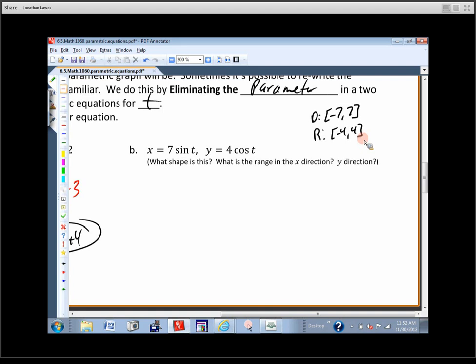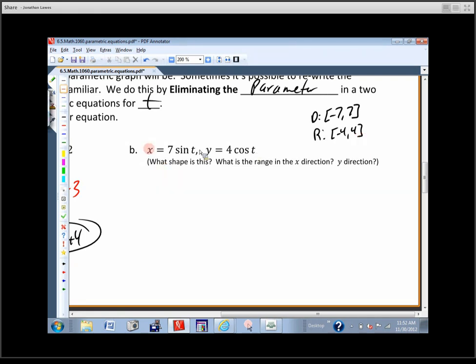We can't go past -7 to the left or past +7 to the right, and we can't go above 4 or below -4. So we're in kind of a little box with whatever this equation is. Does anybody know what this is? Okay. We're going to get it into a form where you'll be able to recognize it based on what you saw in 1050. So here's what we're going to do.